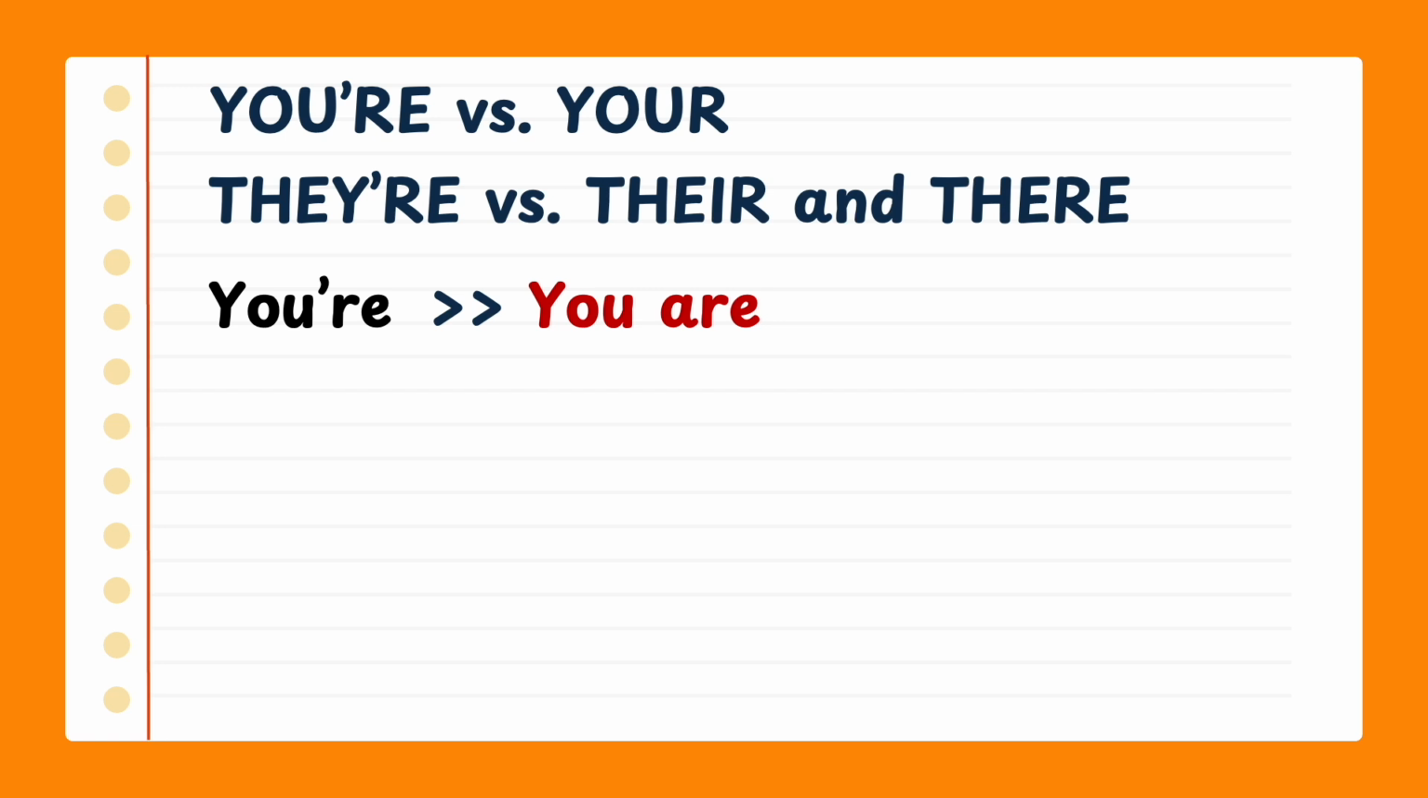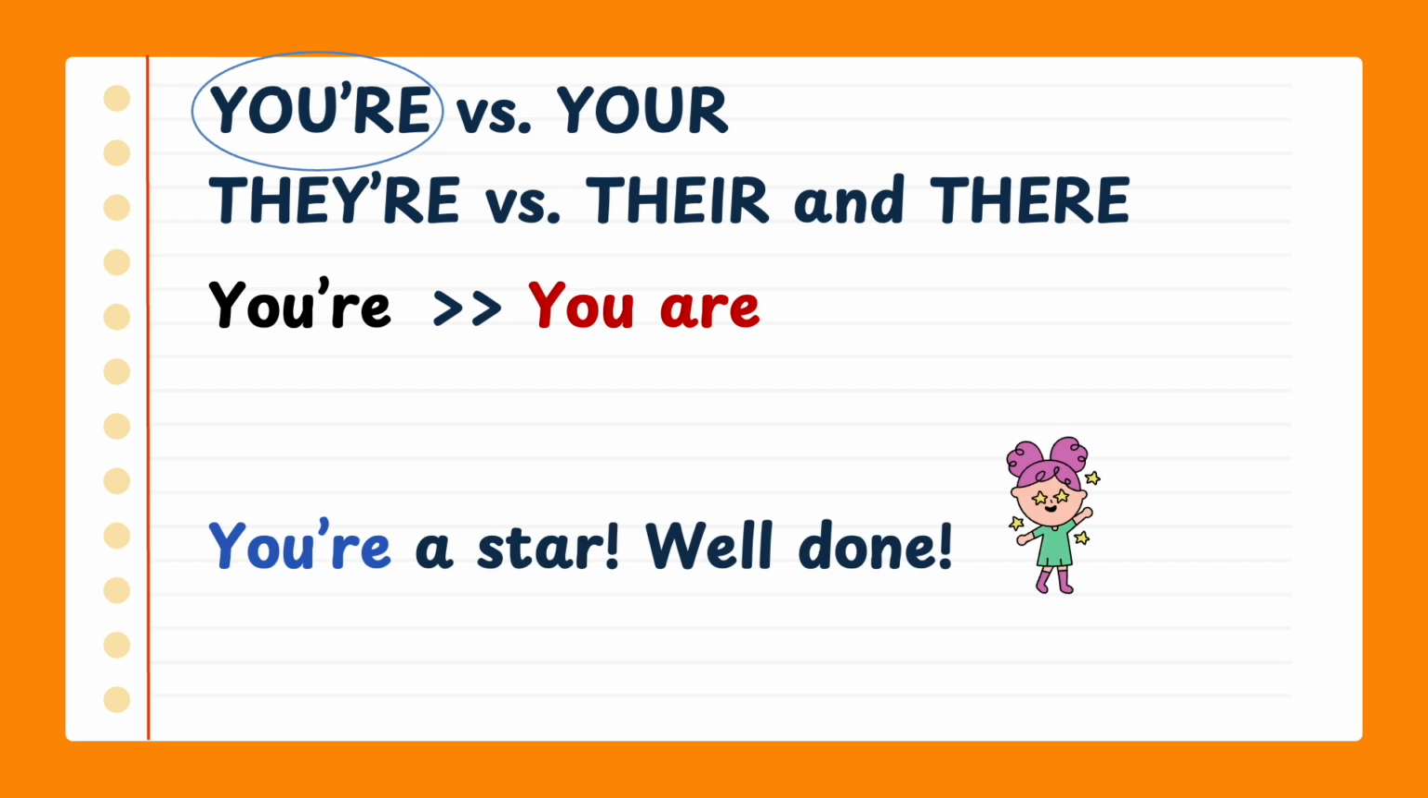Can you replace your with you are? If you can, you're with an apostrophe is the right spelling. So let's give it a try. You are a star, well done. Yes, you can replace your with you are in this sentence. Therefore, you're with an apostrophe is the right spelling.